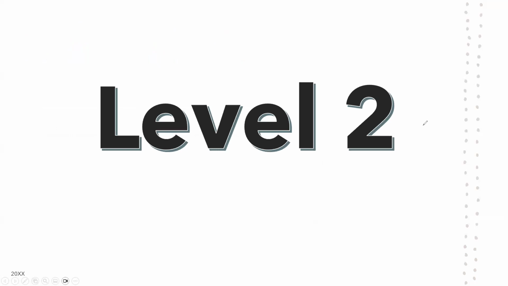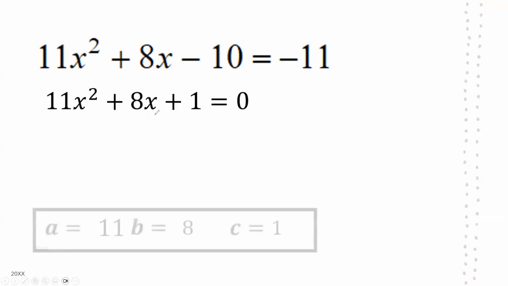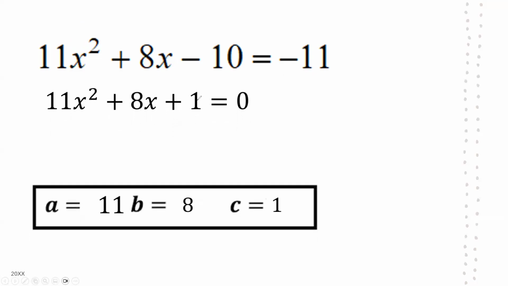All right, level 2. Remember, write this down. You have to do a step before you can declare. Okay, go ahead, pause the video, try this example. In 3, 2, 1. Moving everything over to one side, you'd add 11, leaving you with that. So A would be 11, B would be 8, C would be 1.